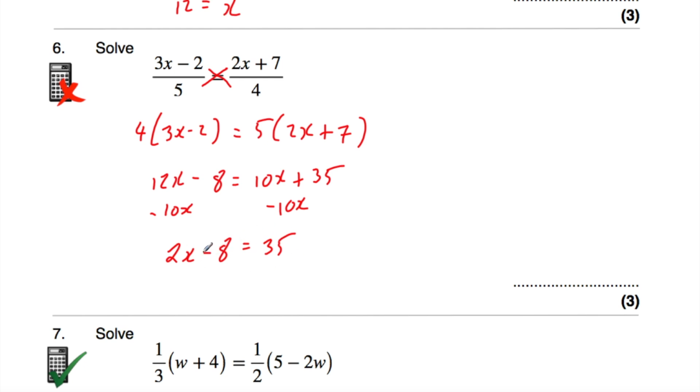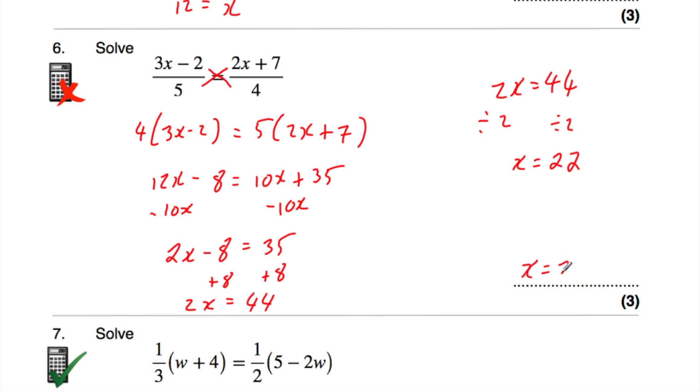If we wanted to solve this equation, we would want to get rid of this minus 8. So let's add 8 to both sides of the equation. So 2x minus 8, we're adding 8 to get rid of the minus 8, so we'll just be left with 2x. And on the right hand side of the equation, we've got 35 plus 8, that's equal to 44. So we've got 2x is equal to 44. If we divide both sides of the equation by 2, we're going to get that x is equal to 22. And that's it, x is equal to 22.